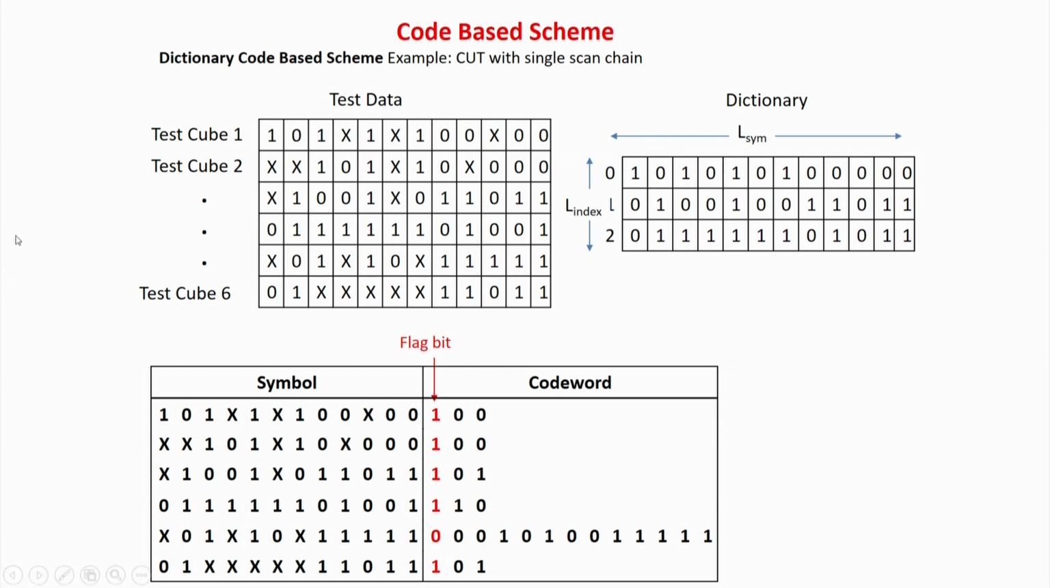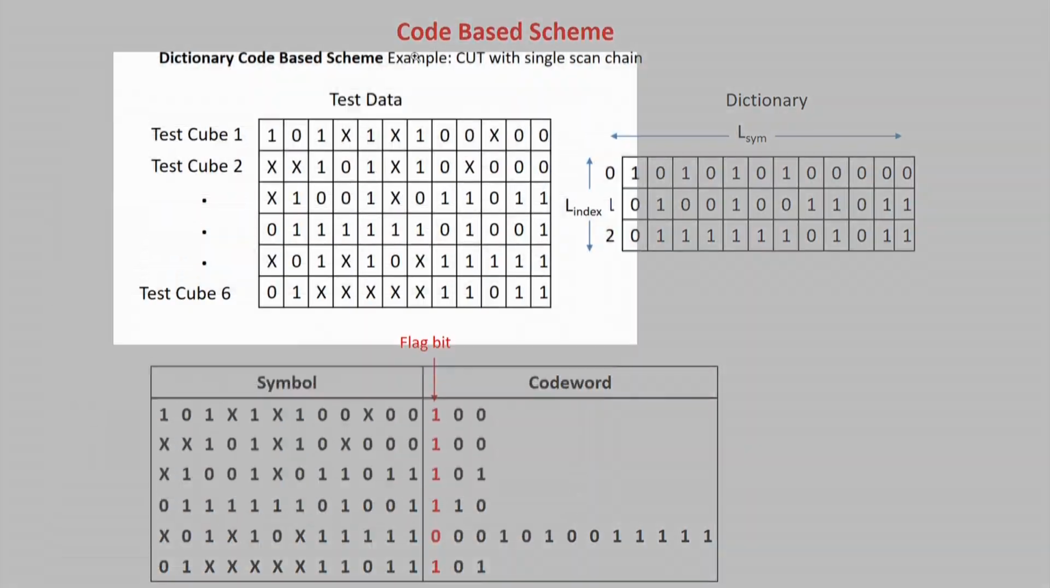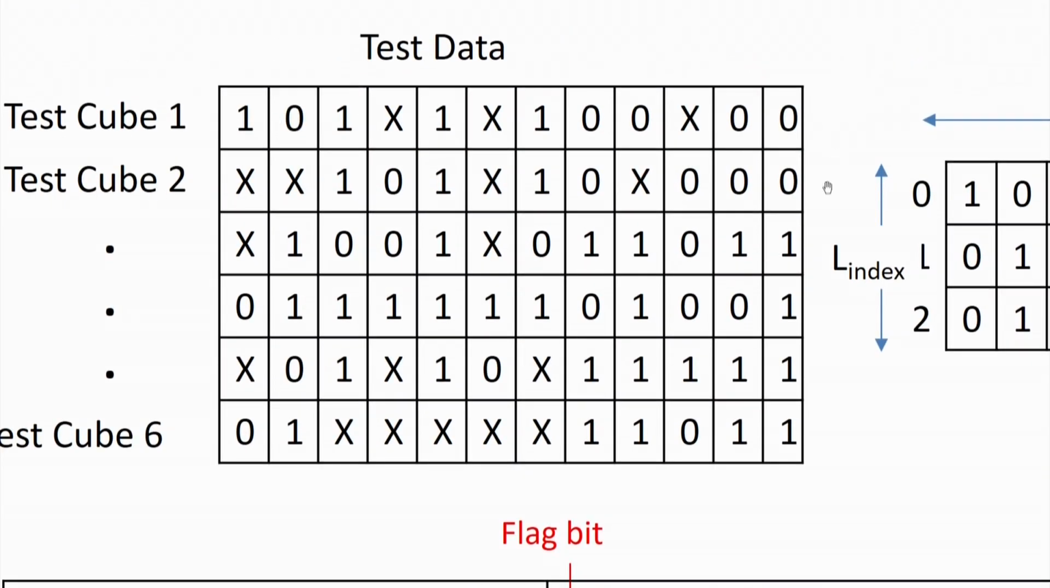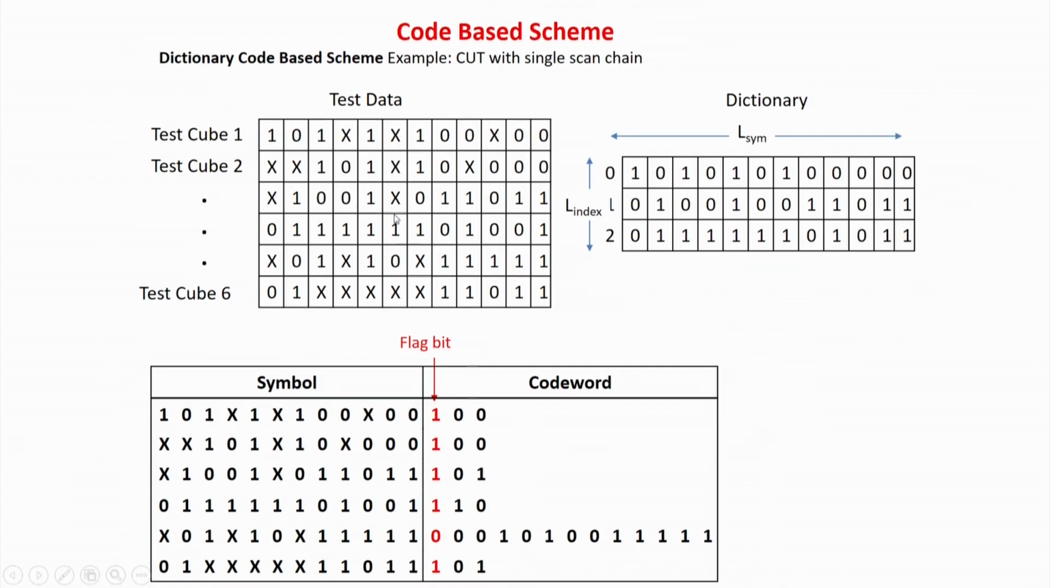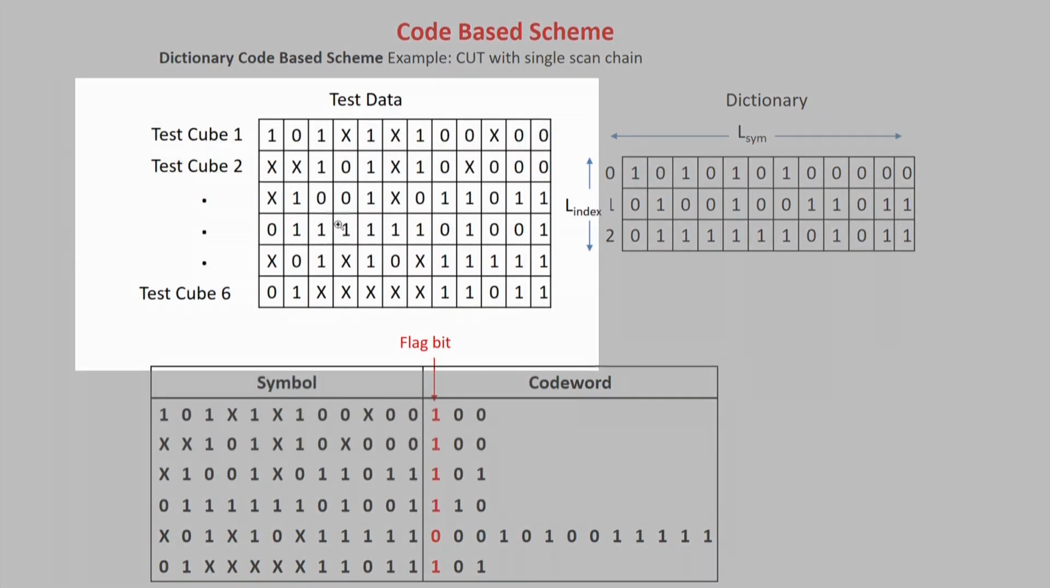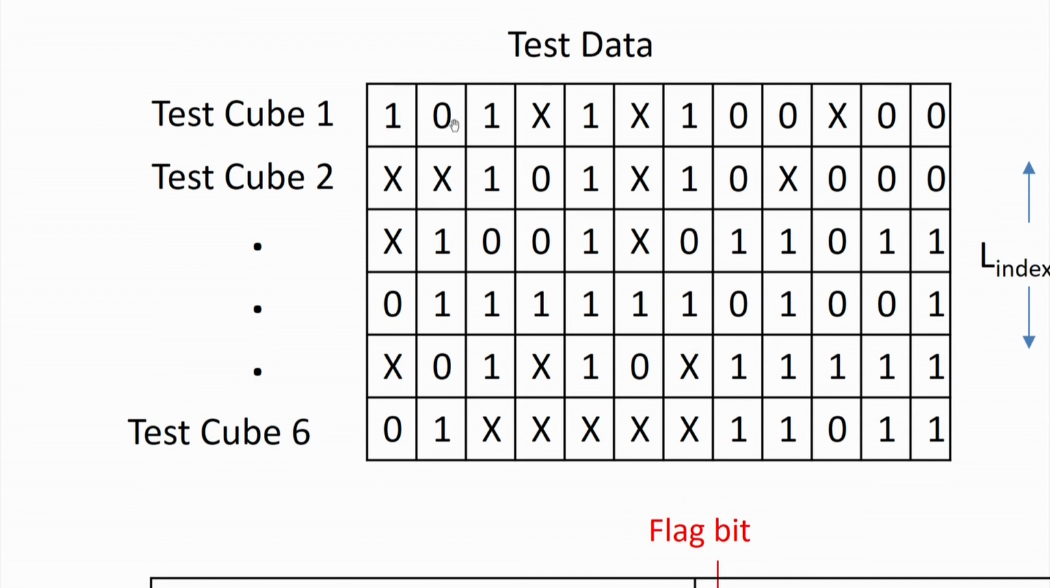In the dictionary method, we can use compatibility. Just look at this set. You can find that the vectors have some x's, so there can be a lot of compatibilities. For example, let us take the first two: 1x0x and 1, 1, x0, 1, 1, 1.